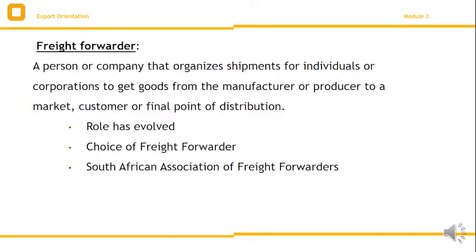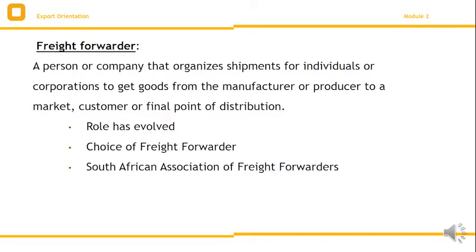Let's look at a freight forwarder, who they are and what their role is. By definition, a freight forwarder is a person or a company that organizes shipments for individuals or corporations to get goods from the manufacturer or the producer of the goods to a market, customer, or the final point of distribution. Traditionally, their role was to play as an agent and facilitate the various parties that are involved in the importing or the exporting of goods.